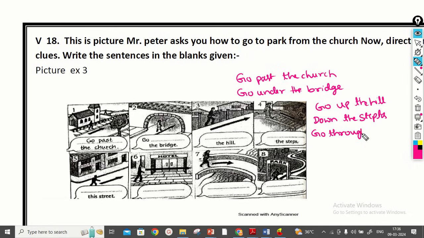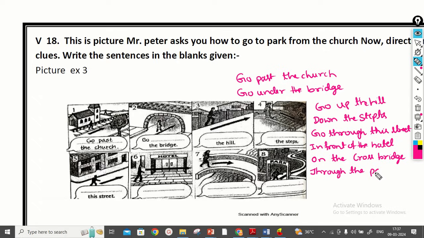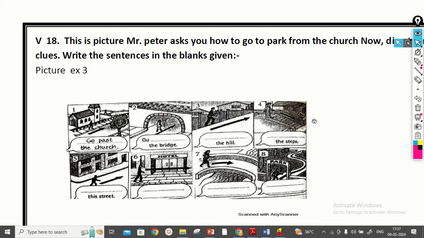Go through or walk through, you can write. Go through this street and in front of the hotel. And also here on the bridge, on the cross bridge, or you have to write on the curved bridge also. And through the park. So here they want to walk through the park. So in this way we have to write some more sentences by using the picture. Yes, next we move on to the next question.